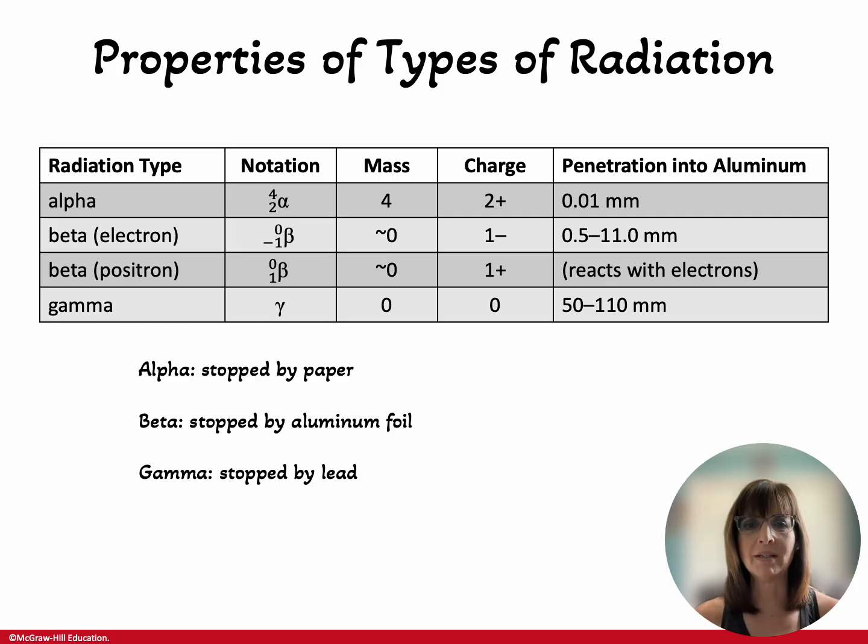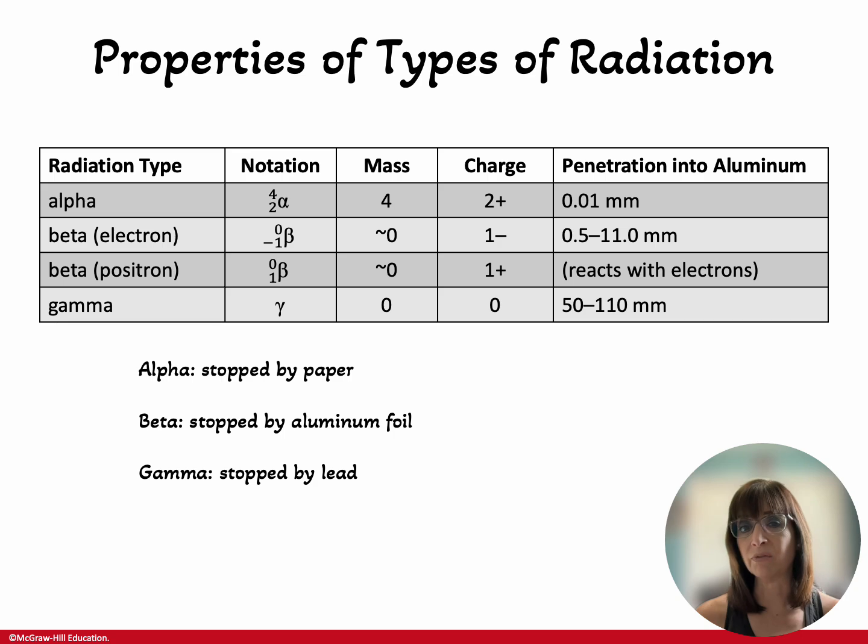So imagine you take away the electrons from a helium. Well, what's left? 2 protons, 2 neutrons. That's why it has a mass of 4, and that's why it has a charge of +2. Penetration into aluminum is 0.01 millimeters. What that means is alpha doesn't penetrate very well. In fact, you can stop alpha particles by holding up a piece of paper.